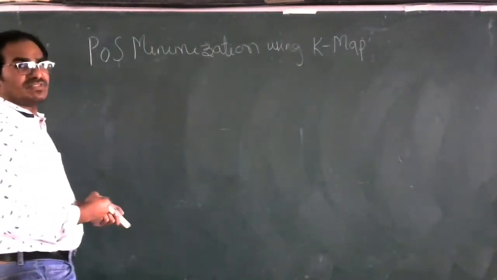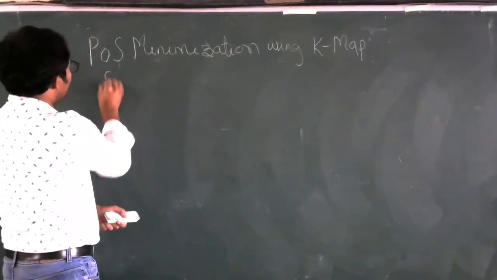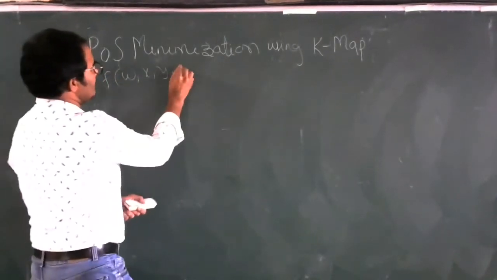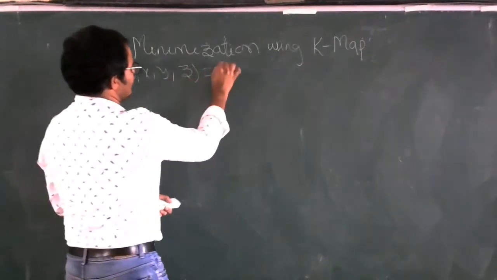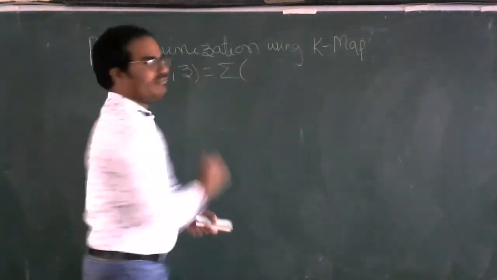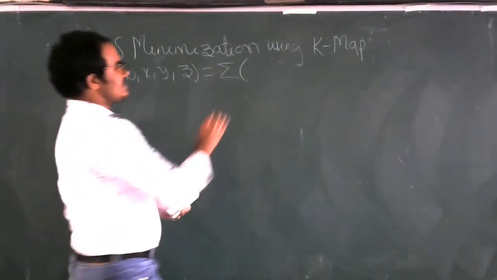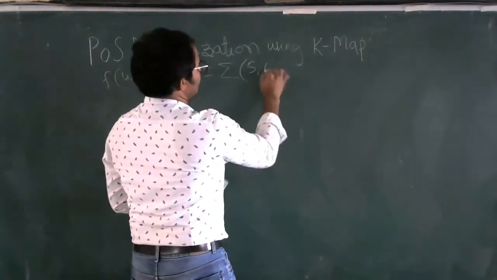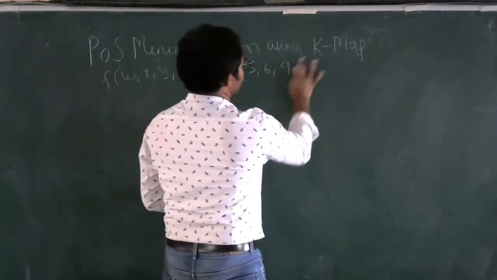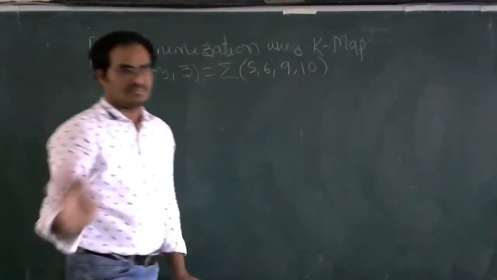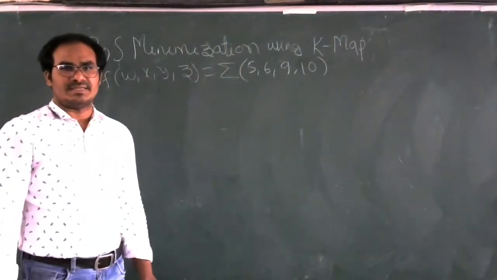Minimize the switching function f(w, x, y, z) = sigma of 5, 6, 9, 10.